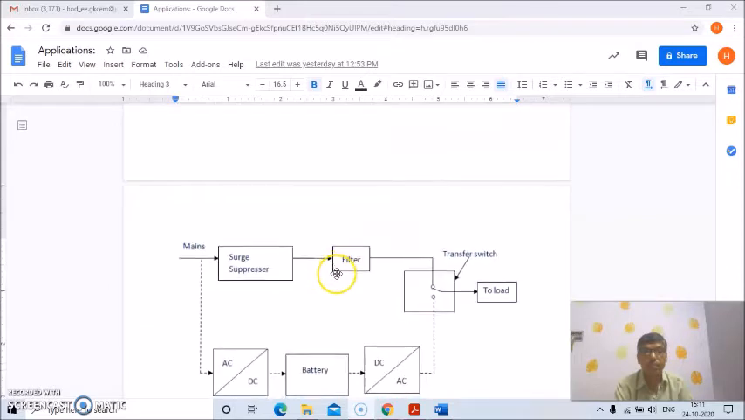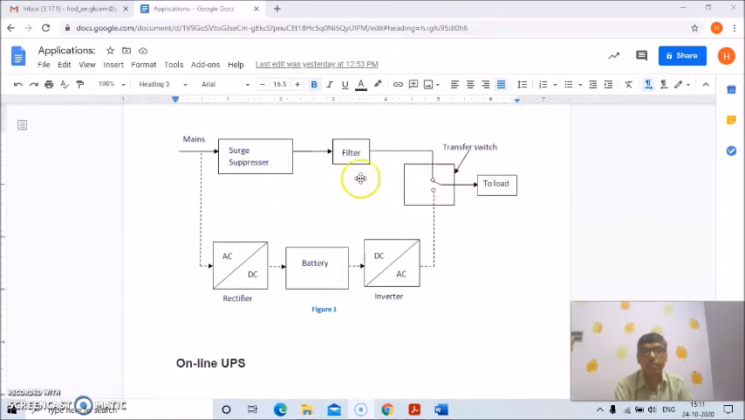In the block diagram here, this is the main surge suppressor, then the filter, then it goes to the load through the transfer switch when the power failure occurs. This will be connected here, and this dashed line shows the rectifier unit where AC is converted into DC and the energy is stored in the battery. Then this is the inverter unit, DC to AC, which will go to the load through this transfer switch in case of power failure.